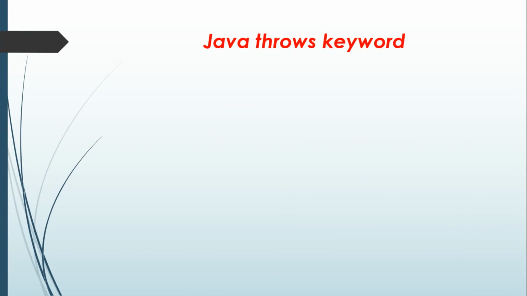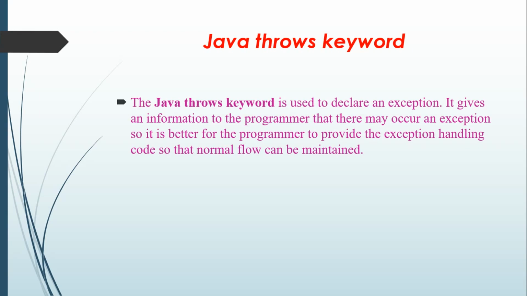Let's discuss the Java throws keyword. We already know about the Java finally keyword. The Java throws keyword is used to declare an exception. It gives information to the programmer that there may occur an exception.